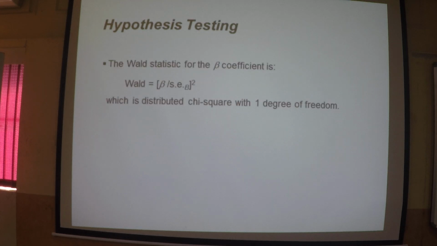Okay, so how do you test these hypotheses? How to test the beta coefficients? The Wald test. What is the Wald test? Beta hat minus beta upon the standard error of beta, whole square.